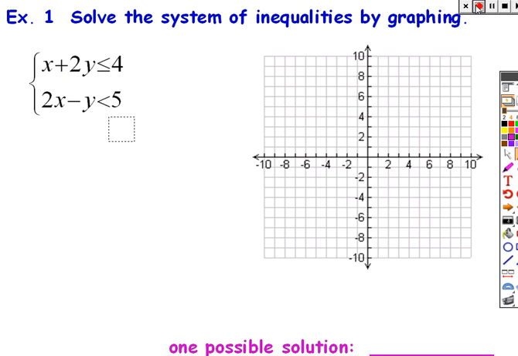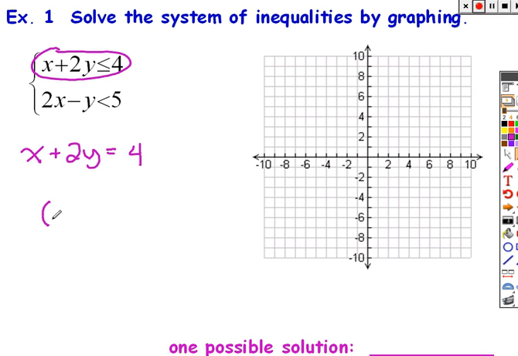Well, if I want to find coordinates that would make both of these inequalities true, I need to know something about graphing inequalities. So let's just take the first one here. If I want to graph x plus 2y is less than or equal to 4, there's a couple different ways I could graph this. I could just think about graphing the line x plus 2y equals 4. So what if this were an equal sign? I could graph this using the intercepts.